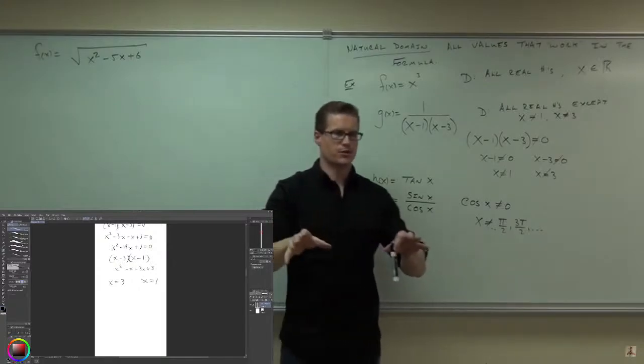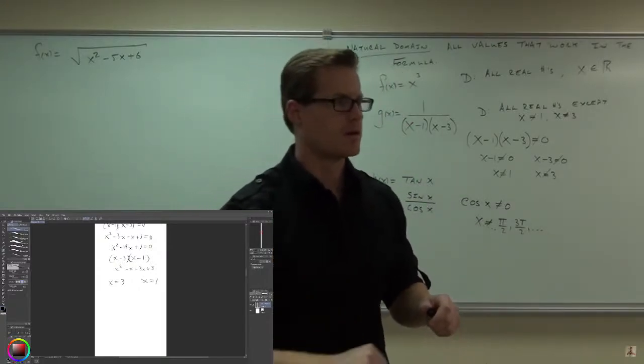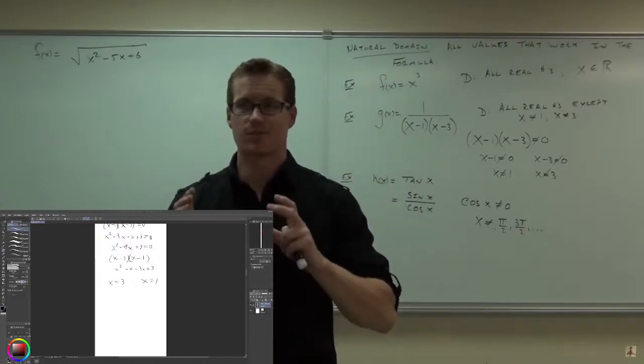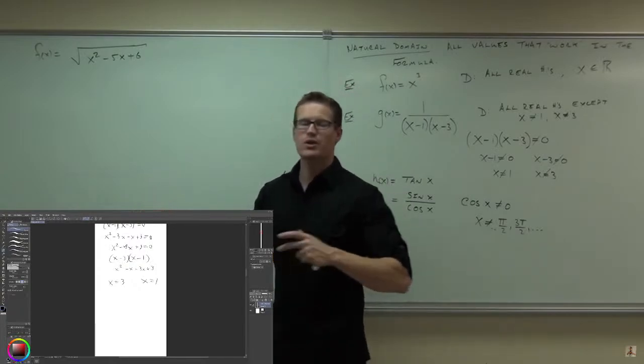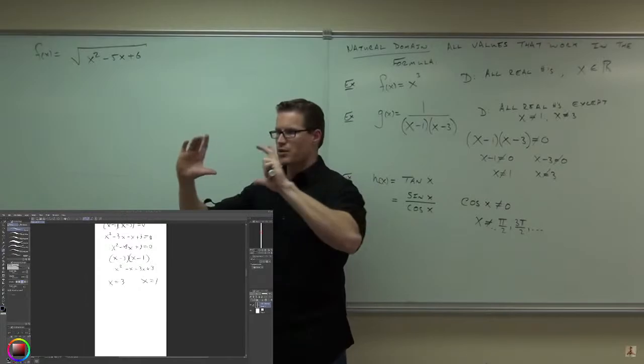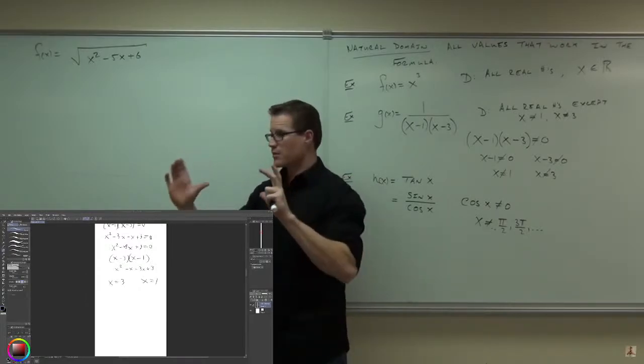Do I have any denominators here? Any denominators? Anything over anything? No. Well, I'm good as far as that goes, but man, I got a square root. So we're going to be having some trouble doing this square root. What do you know about the radicand, that's what's inside the radical? What do you know about the radicand of square roots? They have to be positive.